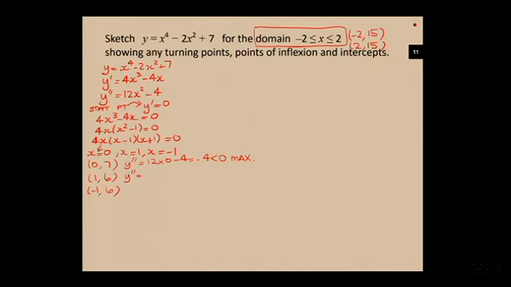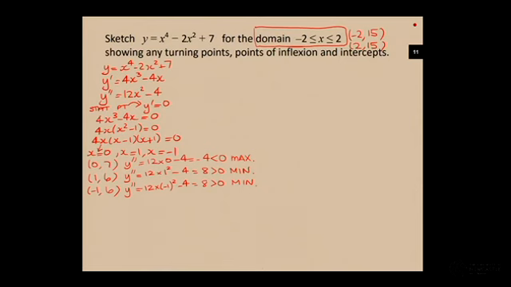Second derivative will be 12 times 1 squared minus 4, 12 minus 4, which is 8, which is greater than 0, which means it's concave up, so it's a min. And second derivative, 12 times minus 1 squared minus 4. Same answer, same conclusion. So we've got a max, a min, and a min.